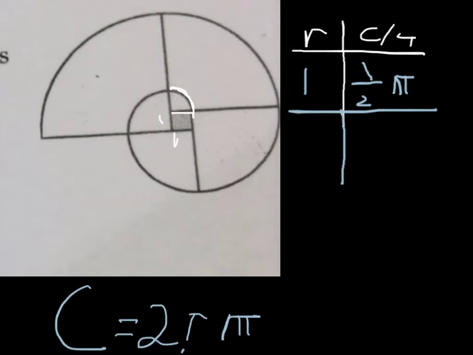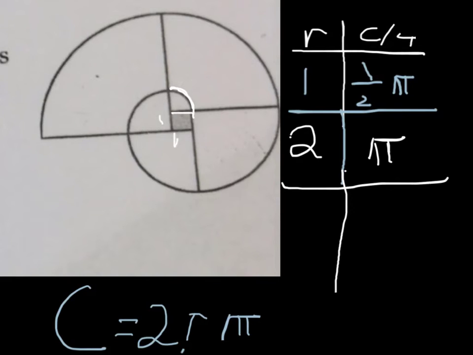So since the radius is 2, we'll plug 2 in there. So that'd be 4 pi, meaning we have a wonderful number called pi. Pi. Looks like the food. What's next?